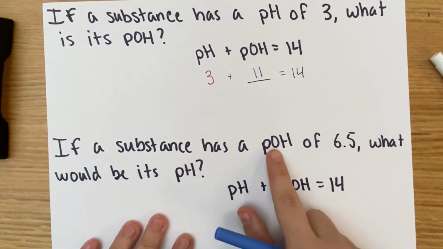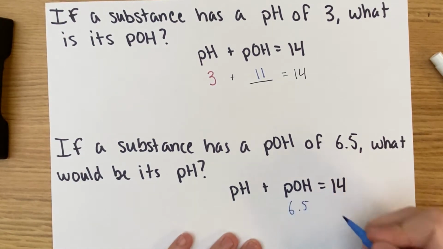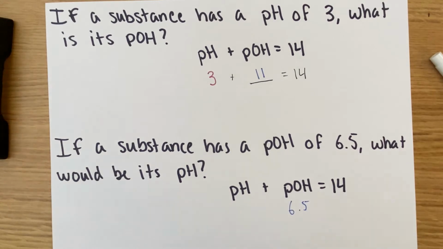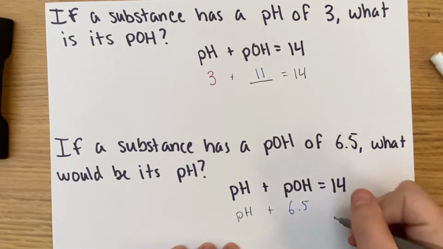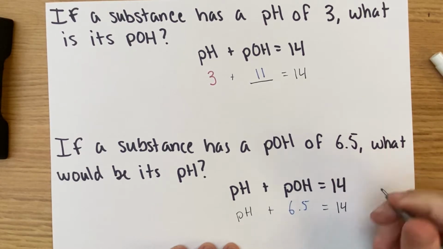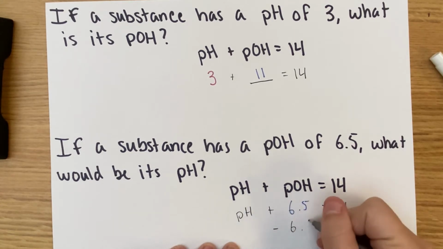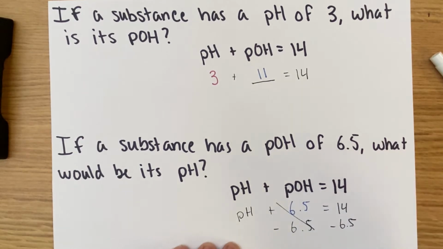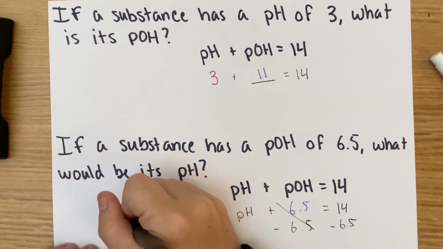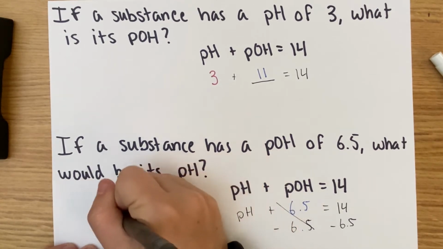If a substance has a pOH of 6.5, what would be its pH? Well, we know that the pH plus the 6.5 has to equal 14. We may not know off the top of our head what plus 6.5 gives us 14, so we can just subtract 6.5 from both sides. So we get that our pH is 7.5.